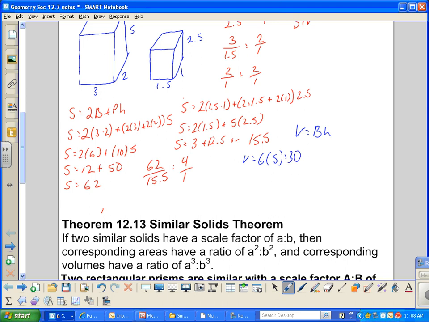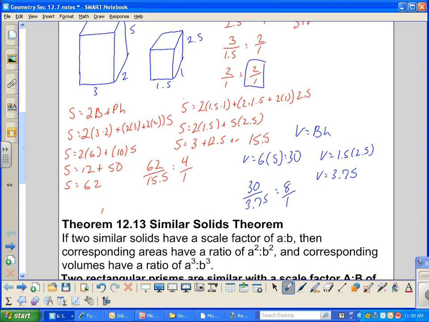And for the smaller prism, it's going to be area of the base, which we already calculated in the surface area to be 1.5. And the height is going to be 2.5. So we get a volume of 3.75. So to get the ratio, we do 30 over 3.75, which is going to reduce to 8 over 1.